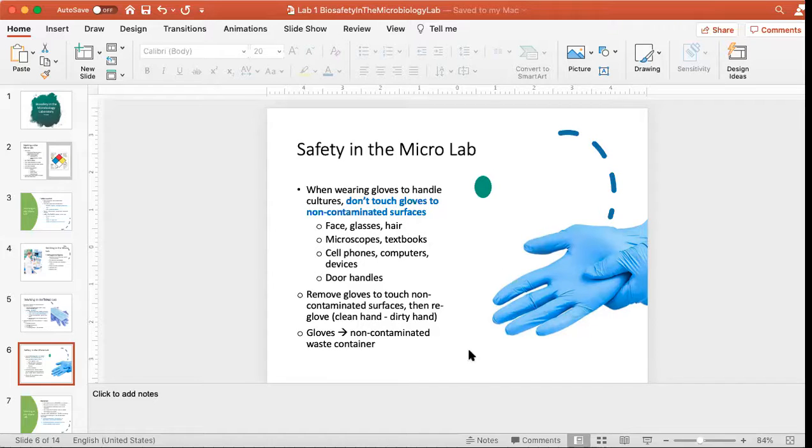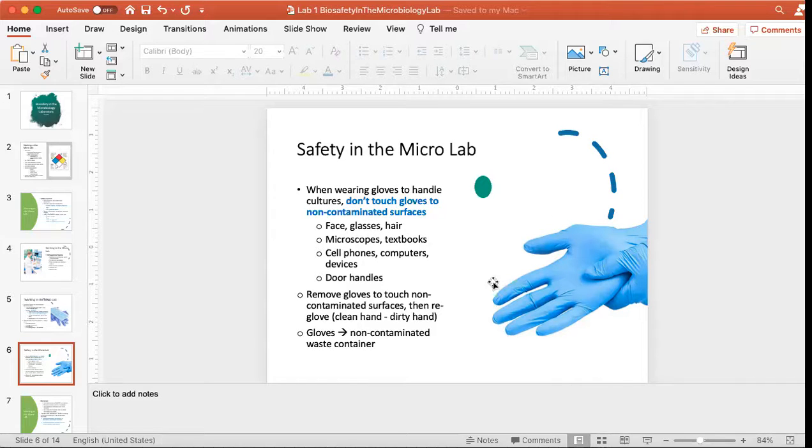Another thing that you should know very generally about gloves, in a microbiology lab, gloves are considered regular waste. So even though, like I just said, we treat them as though they've been contaminated, we don't put gloves in the autoclave. We throw them away in the regular trash when we're done. Now that might seem strange to you because we might have microbes on these gloves.